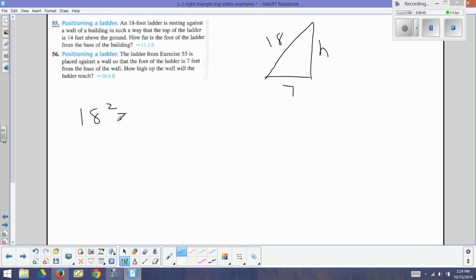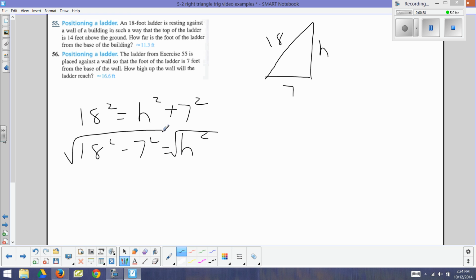So 18 squared is equal to my height squared plus 7 squared. So 18 squared minus 7 squared is equal to my height squared. So I want the square root of that. Pick up your calculator and put in the square root of 18 squared minus 7 squared. And you can do it all in one. You don't have to do 18 squared minus 7 squared and then take the square root. Do it all in once in these calculators easily.